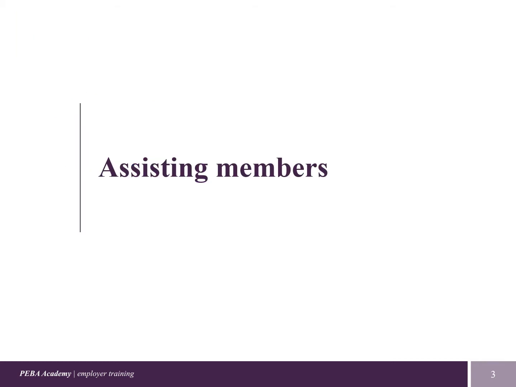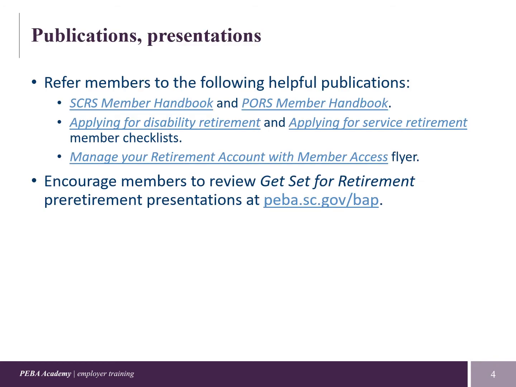Let's start with how you can assist members with the retirement process. Although your knowledge of the retirement process will be invaluable to your employees, PEBA has many resources that can help. We have comprehensive information available online that can be found in the SCRS and PORS member handbooks. Other useful resources include the Applying for Disability Retirement Form 6352 and Applying for Service Retirement Form 6302 member checklists, as well as the Manage Your Retirement Account with Member Access Flyer.